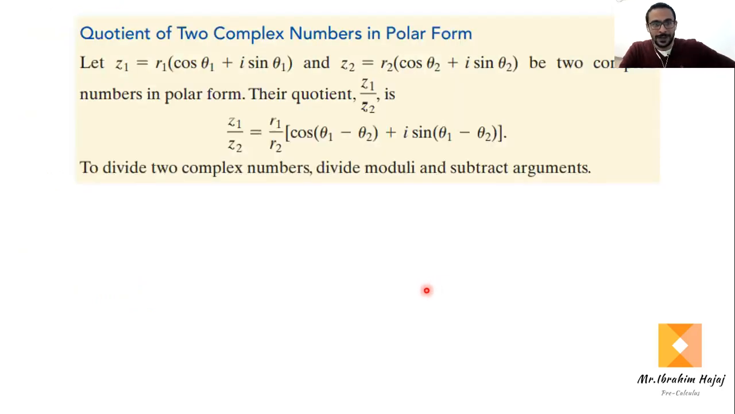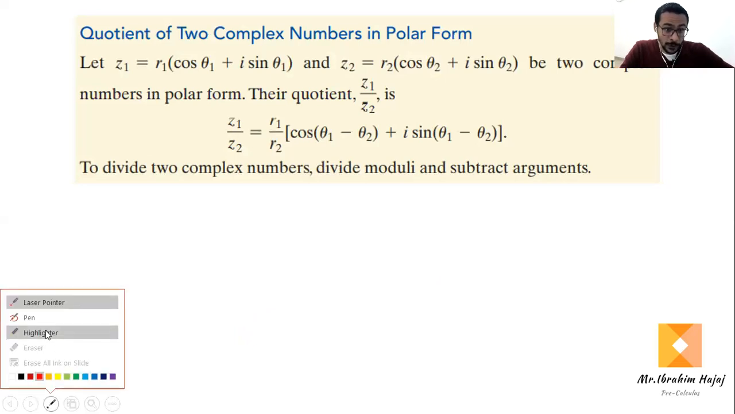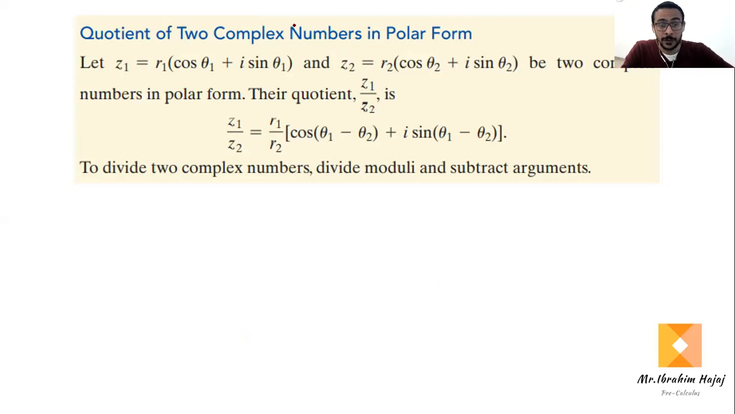And we stopped here, guys, how to find the quotient of two complex numbers. The quotient means the division of two complex numbers in polar form. If we have Z1 and Z2, Z1 is the first complex number written in polar form, R1 into cosine theta 1 plus i sine theta 1, and Z2 is R2 cosine theta 2 plus i sine theta 2. To find the quotient, it is the same idea, but here I'm going to divide R1 by R2 and subtract the arguments.